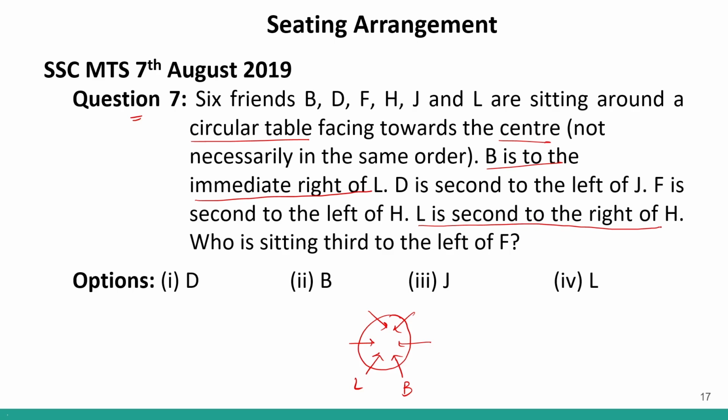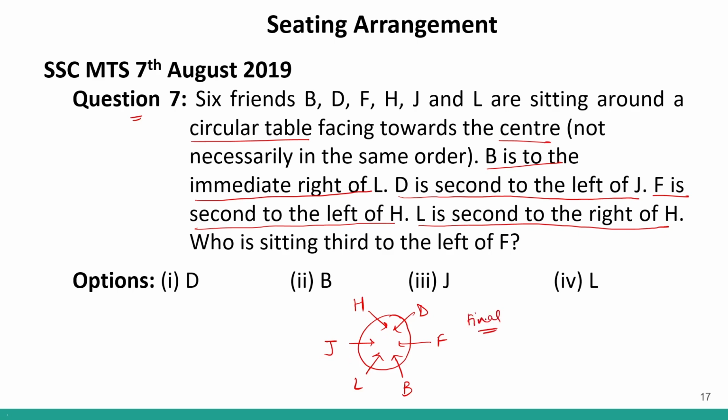L is second to the right of H. So, H will be over here. Now, we will come to the information which says F is second to the left of H. So, F will come over here. Now, we will come to this information. D is second to the left of J. So, J will come over here and D will come over here. This will be my final arrangement.